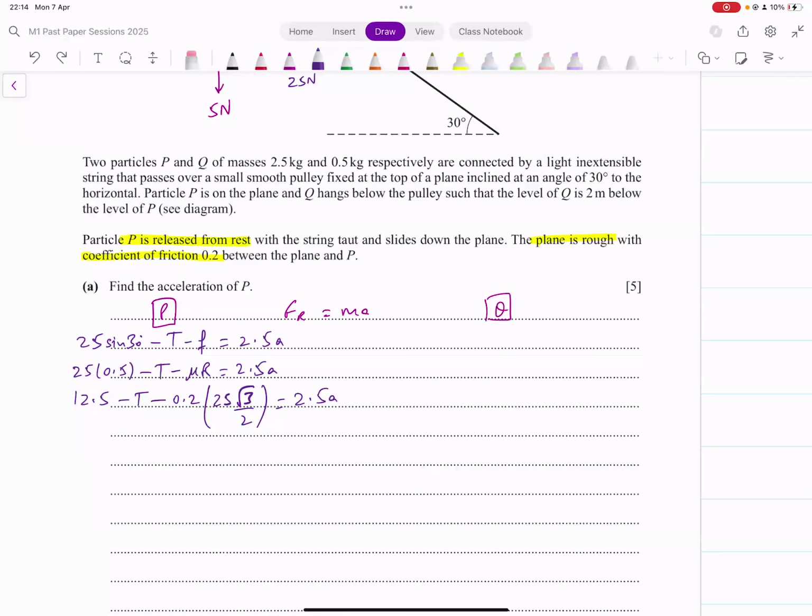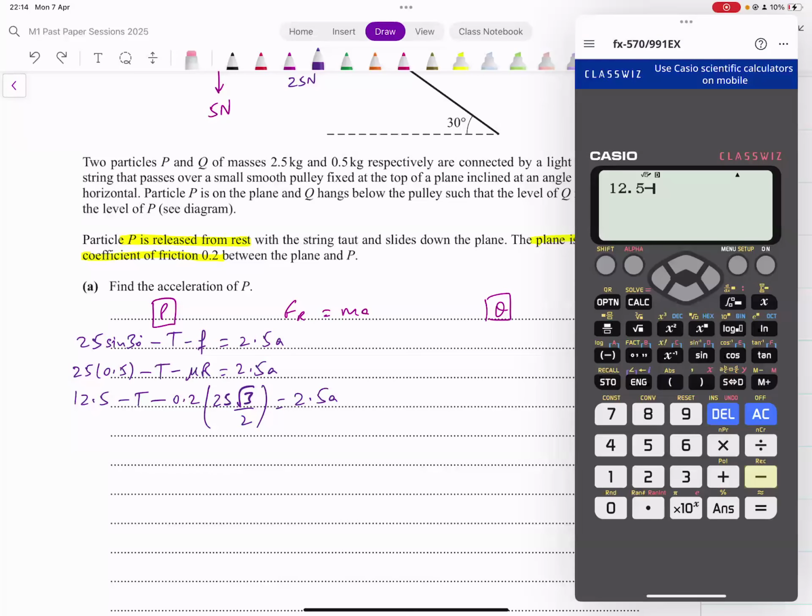12.5 minus 0.2 times 25 times root 3 divided by 2. Let's just convert it to decimals. We don't want an exact answer anyway. So that's 8.16987. We can say that's 8.170 minus T equals 2.5A. That's one equation.